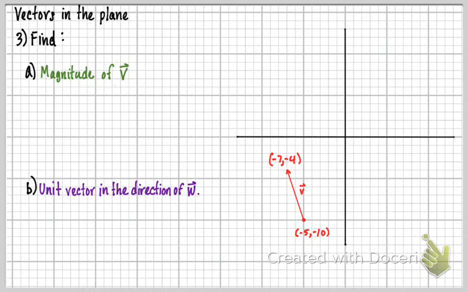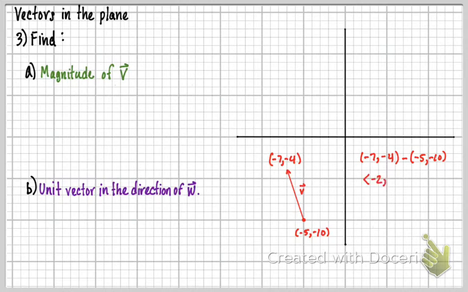Now notice what I'm going to do here. I'm going to take this terminal point, which is -7, -4, and subtract the initial point. By doing that, notice what happens. This is really a -7, and I'm going to minus a -5. In doing that, that's really going to give me a +5. So I'm going to get actually a -2.